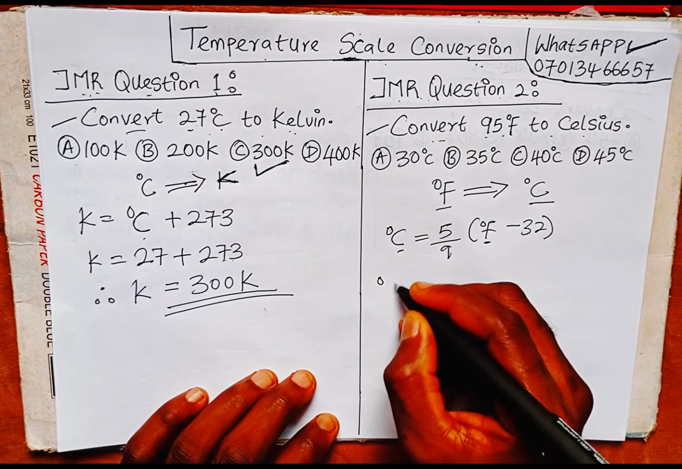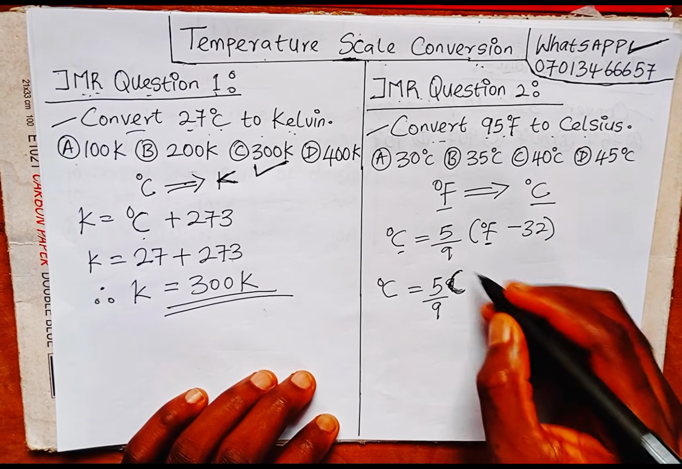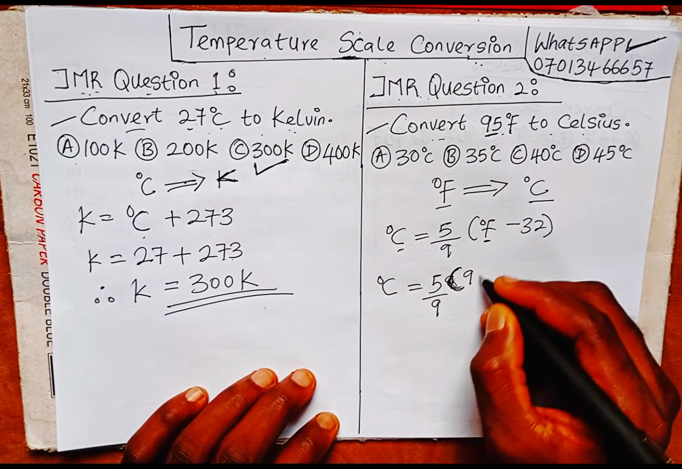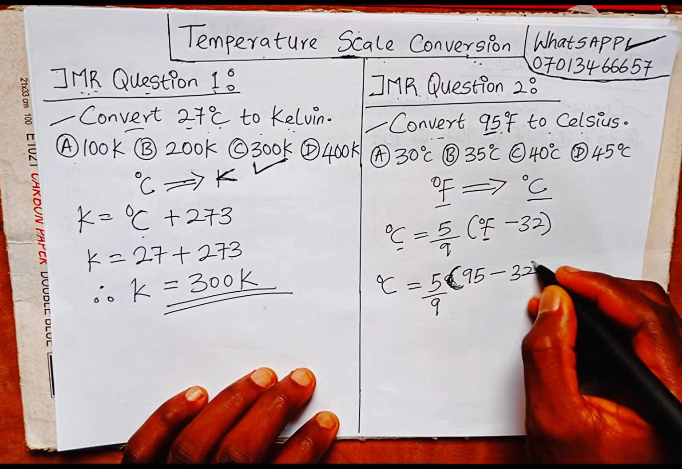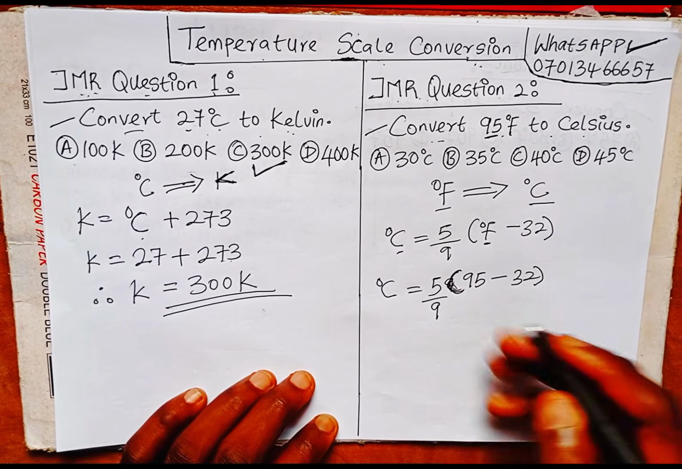So degrees Celsius is equal to 5/9, bracket open. Our degrees Fahrenheit that was given to us is 95, minus 32, bracket close. So this is what we are going to have. Now we are going to simplify.